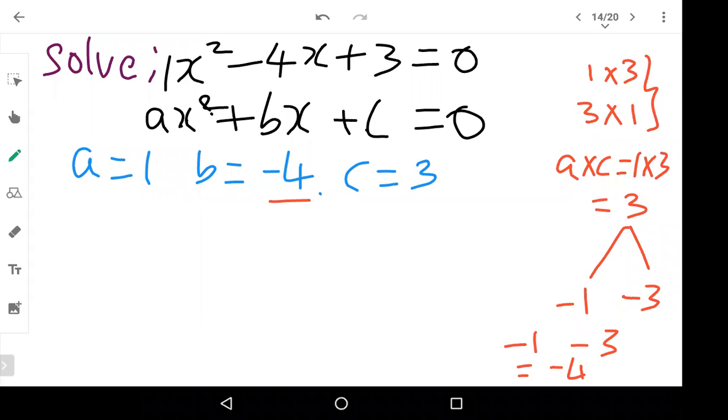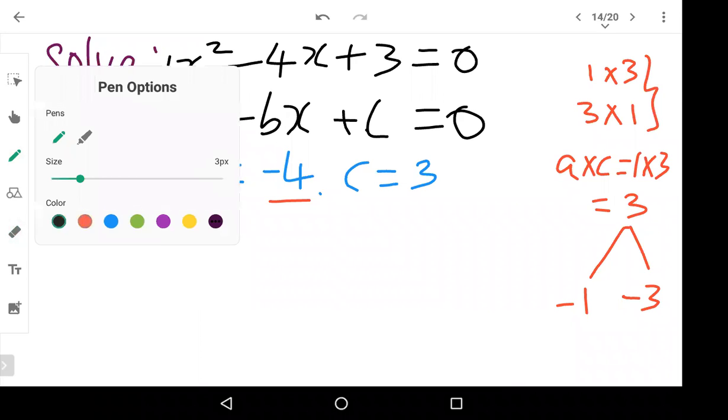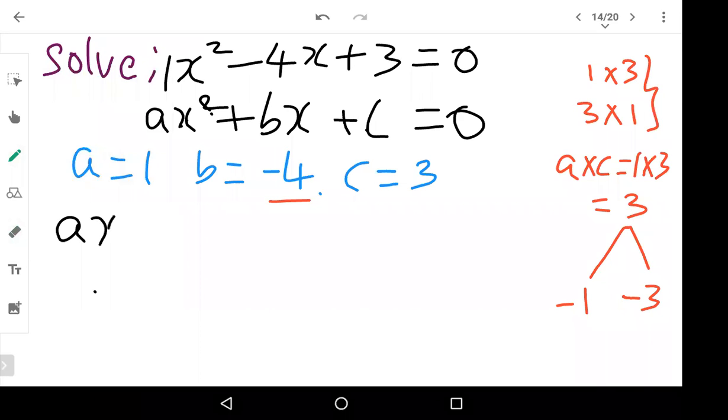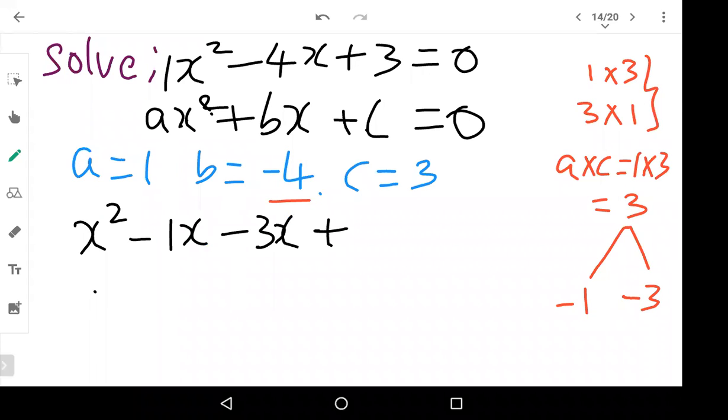So let us rewrite that equation in a different format now. We'll start with the question: x square minus 1x minus 3x plus 3 is equal to 0. So this equation is being written in the new format. But at the end of the day, when I add -1 and -3, I will get -4x only. Okay, so that is the first step.